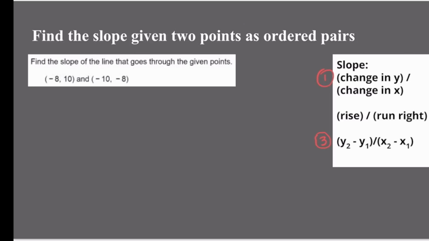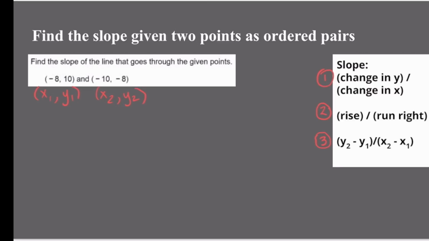You divide that. If you're given a graph, rise over run is a strategy that we'll do for the next problem. So we're given 2 points here, -8, 10, and -10, -8. So since we're given 2 points, we can label this. x1, y1 would be our first point, -8 and 10. x2, y2 would be our second point, -10 and -8.